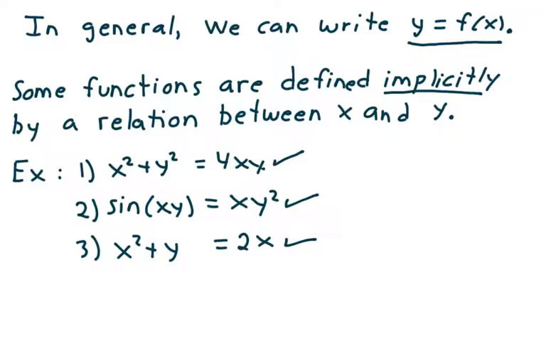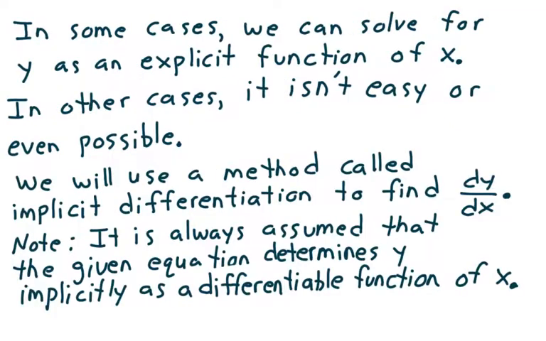Now grant you, on number 3, notice how I can get y by itself by moving x squared over to the other side. So you notice here that y equals 2x minus x squared. So it's possible to solve for y in number 3. But if you look at number 1 and 2, that's not always going to be possible or easy to do. Okay. Now, in some cases, we can solve for y as an explicit function of x, just like in number 3.